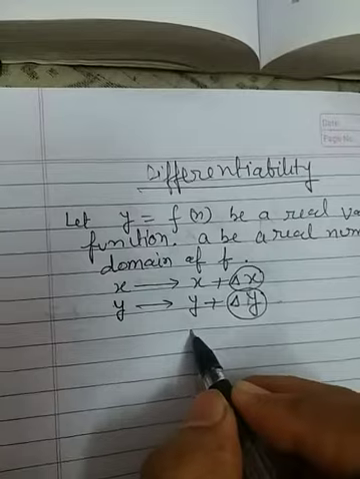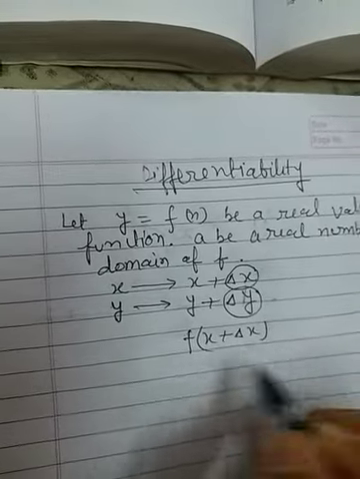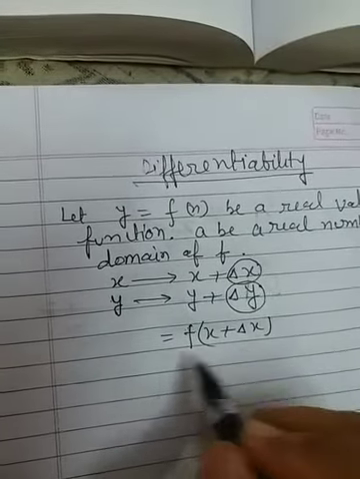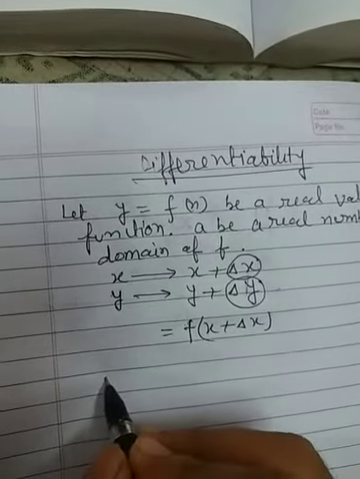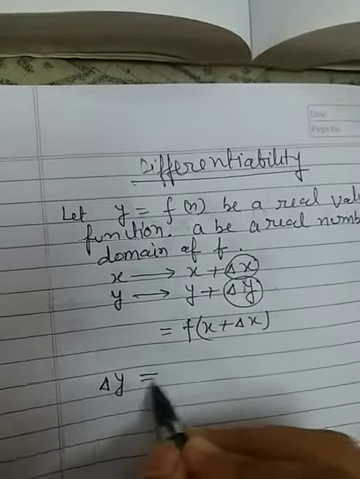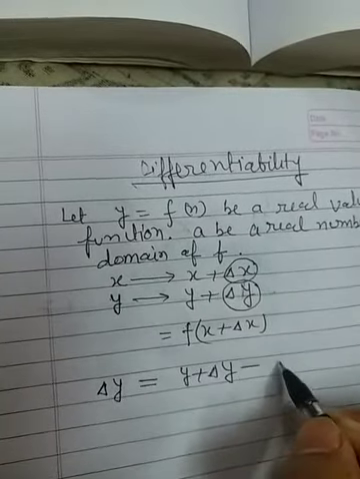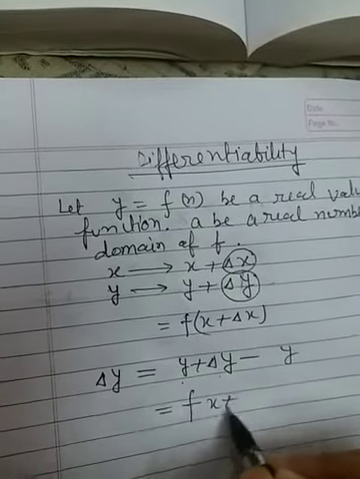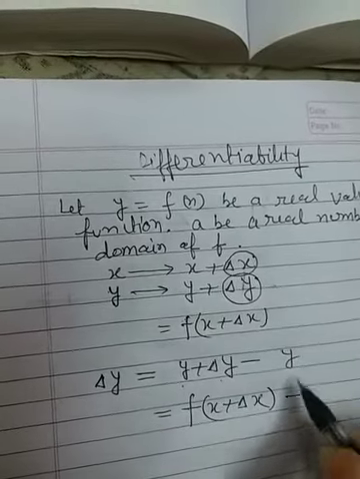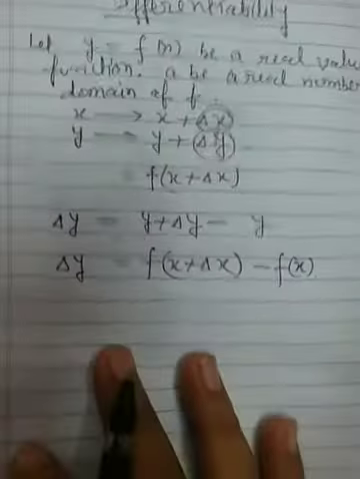The same can be written as f of x plus delta x. So can you find delta y? Delta y is y plus delta y minus y. In place of y plus delta y, you can write f of x plus delta x, and in place of y, this is f of x. So this is your delta y. Is it clear to you?